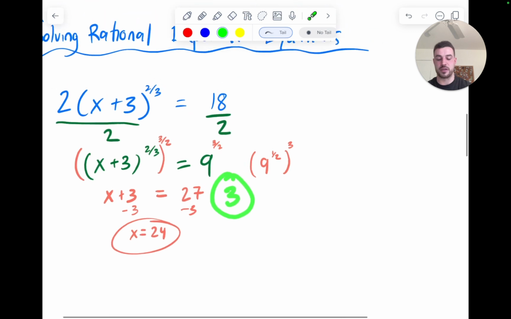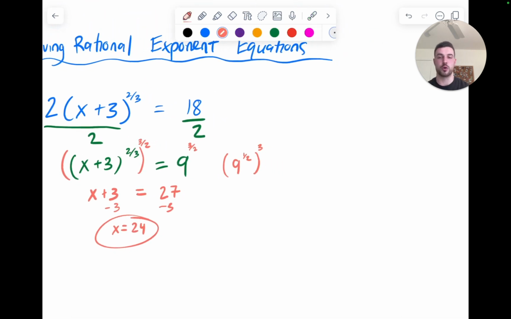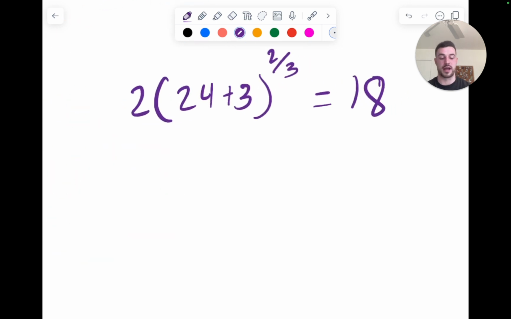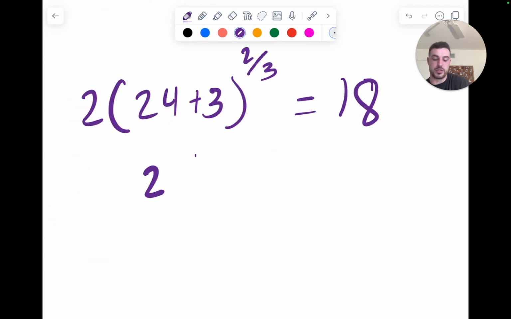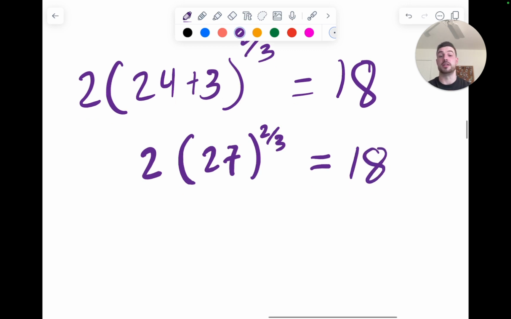Our last step here is going to be to check our work. So over on the side here, I will take my original equation and plug in 24. This is something that should end up being equal if 24 is in fact our solution. I get 2 times 27 to the 2/3 is supposed to equal 18.